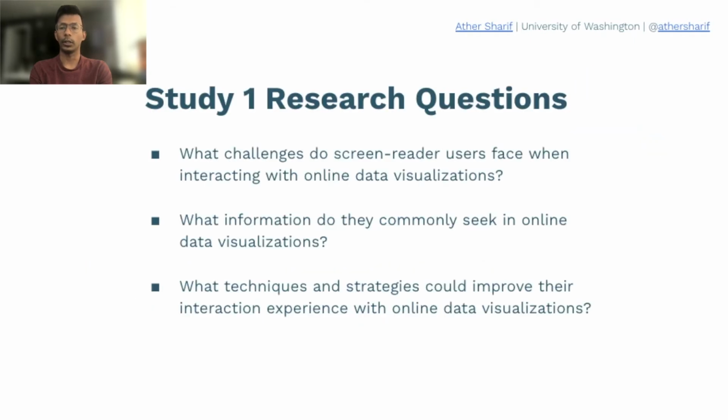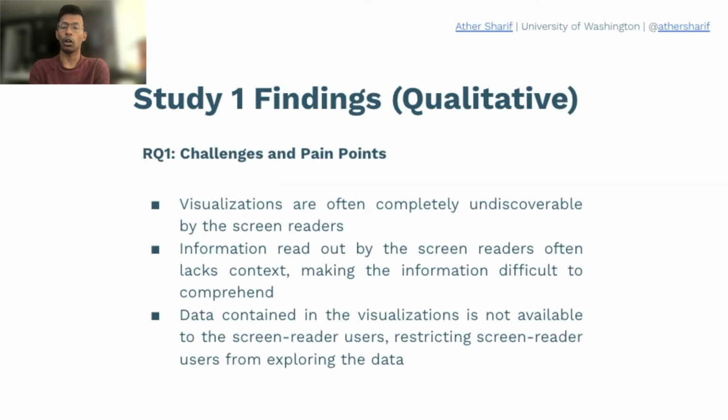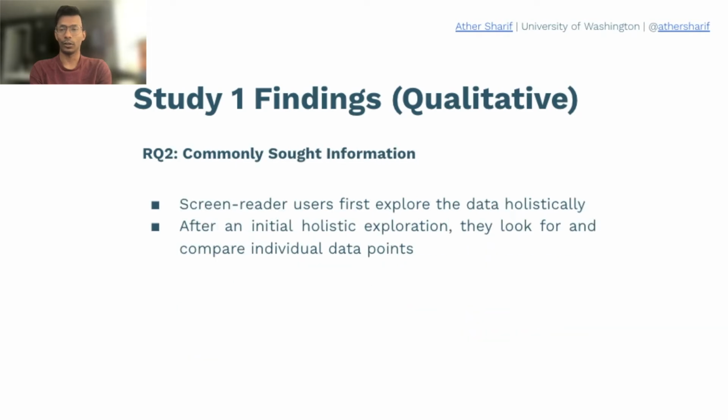In Study 1, we explored 3 research questions: the challenges and the pain points that screen reader users face with online data visualizations, the information they commonly seek in online data visualizations, and the techniques and strategies they prefer that could improve their experiences with online data visualizations. We found that visualizations are often completely undiscoverable by screen readers, information presented often lacks context, and the data in the visualizations is not available to the screen reader users.